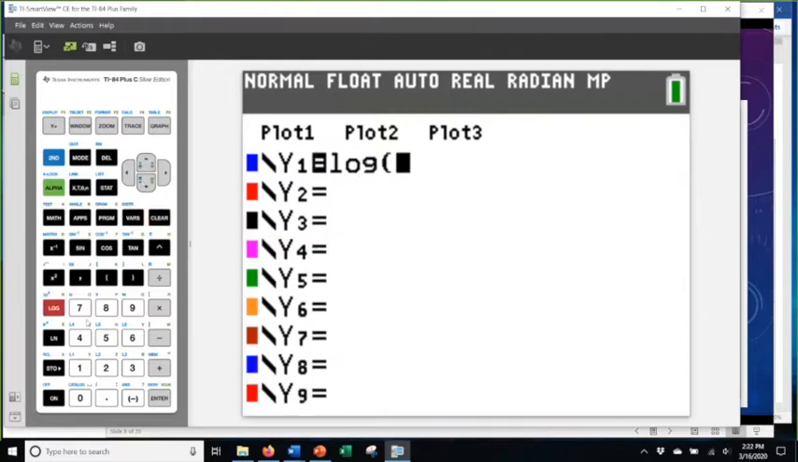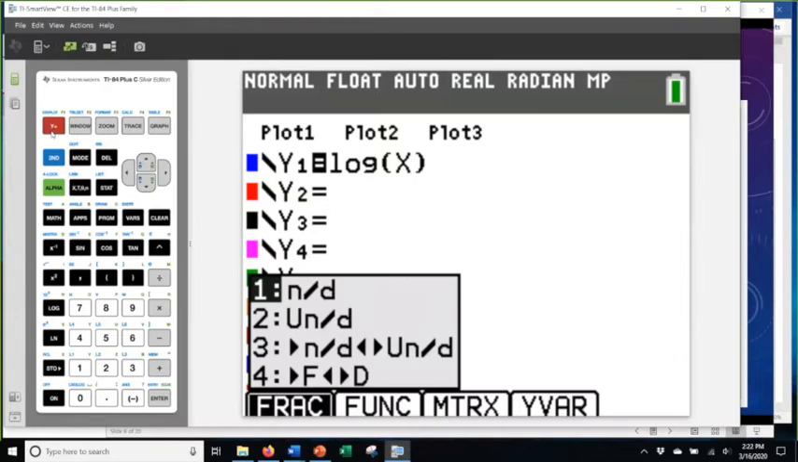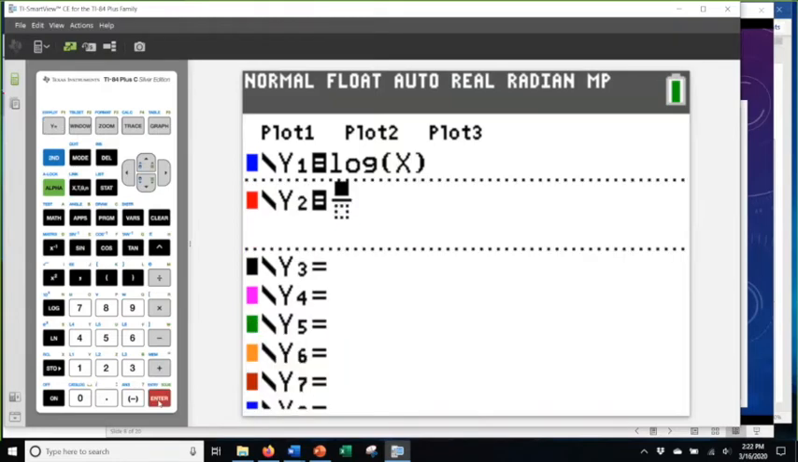So log x is here. The next one is going to be 1 over x, which I could put in using my fraction template. The fraction template on the C version of the calculator is under the alpha y equals. So I could do that, but when you use a fraction template, it's going to force certain answers into a fraction form. And I want to look at these later in a table. So I want to get a decimal answer.